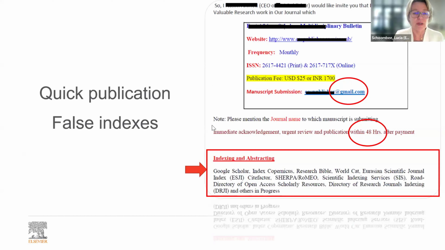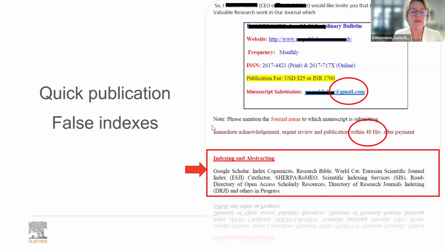This one specifically mentions indexing and abstracting services which are not abstracting and indexing services. For instance, Google Scholar is not an index. It's a search engine for scholarly publications, but it's not an index per se. So the academic indexes are basically Scopus and Web of Science, the main scholarly indexes. The others are more search engines or databases.